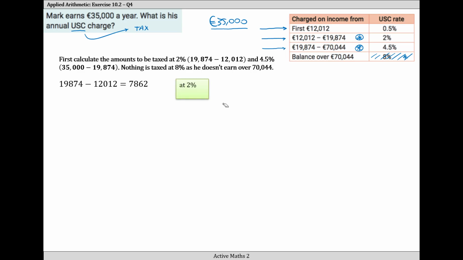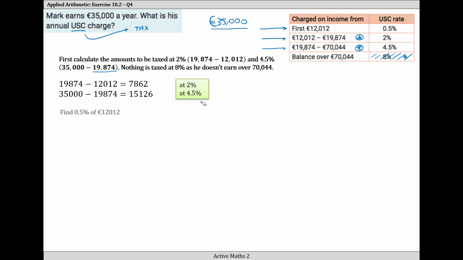Then we're going to find the amount to be taxed at 4.5%. So that's the 35,000 total wages minus the 19,874. The 19,874 has already been taxed: 12,012 euros at 0.5% and 7,862 euros at 2%. So we're only interested in the rest. So 35,000 minus 19,874 is 15,126. And this is the amount that's going to be taxed at 4.5%. So now I just have to calculate those three separate percentages.